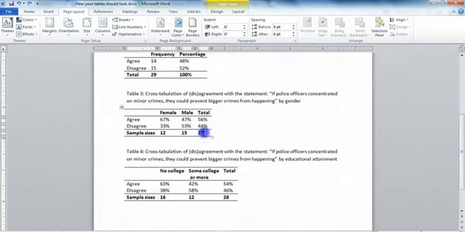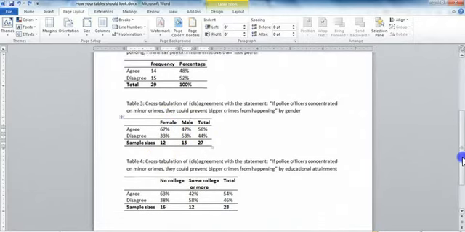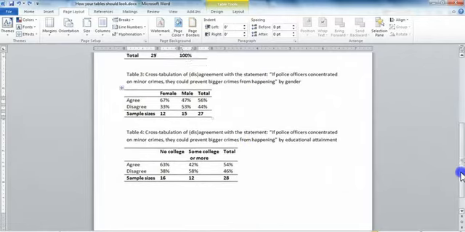Note that the sample size here of 27 is smaller than this one. It's not necessarily a problem, but it does indicate that there are a few people who didn't provide information about their gender, and so they were left out of that table.